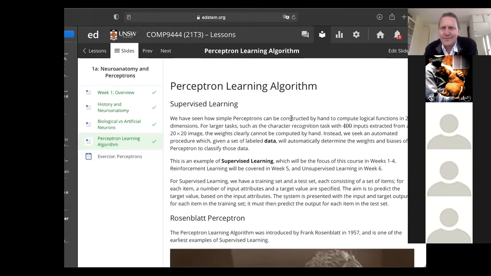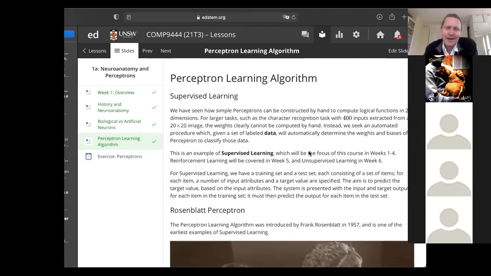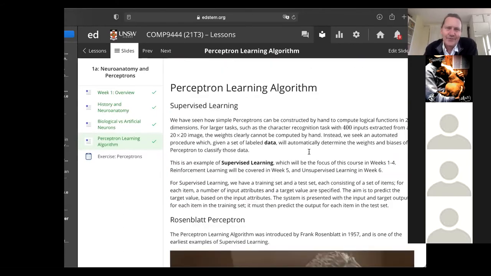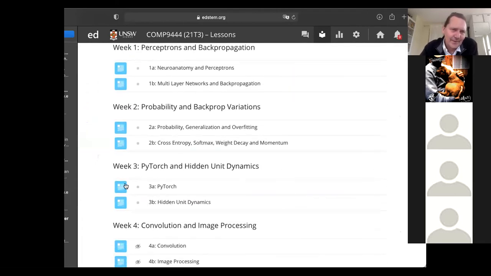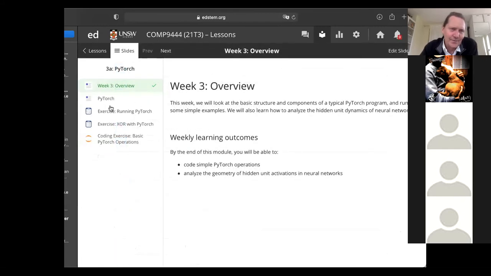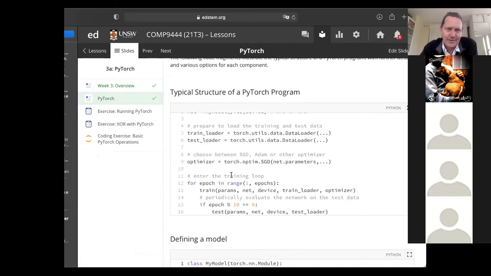Okay, look, TensorFlow versus PyTorch. I think the first time I taught this course, which was 2017, we used TensorFlow, but we switched to PyTorch. So let me jump ahead a bit to the PyTorch. This 3A gives you an introduction to PyTorch.